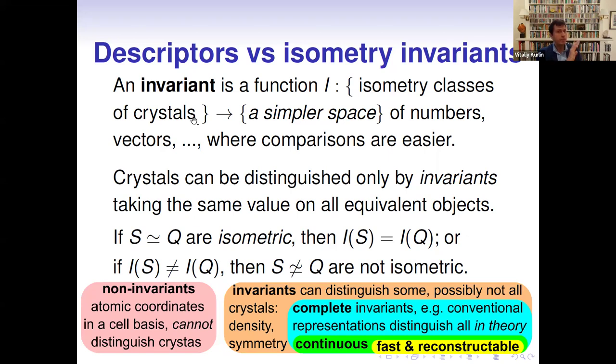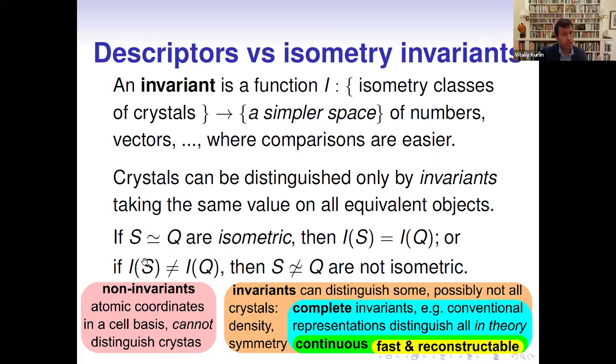And of course, these values should be in some simpler space, so to benefit from this invariant, we need a space where comparison of values is easy. For example, it would be nice to get some numbers, vectors, or even slightly more complicated objects, but still easier to compare than the original crystals. So why is this concept of invariant important? It's important because it allows us to distinguish non-equivalent, non-isometric crystals.